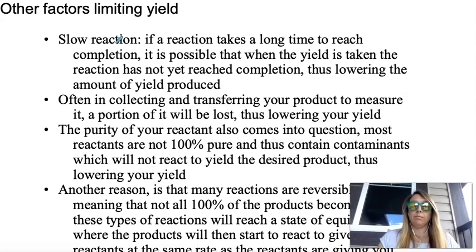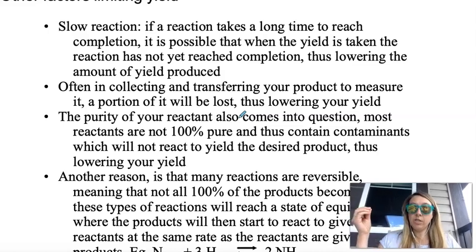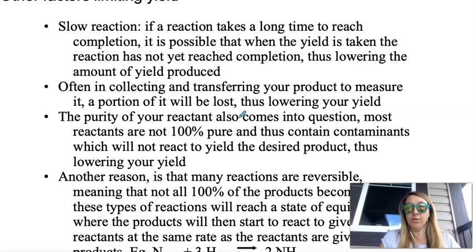Another big one is when we collect and transfer things. We're often going to lose stuff. You're going to find we usually stir things during a reaction. If you take that stir stick when you're done stirring and look at it, it's usually going to be coated in stuff. But when we go to weigh our products, we're not weighing what's stuck on the stir stick. So we've lost some material to transfer.